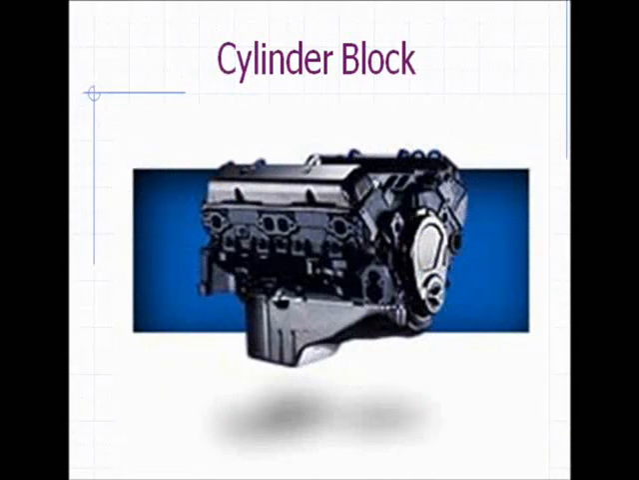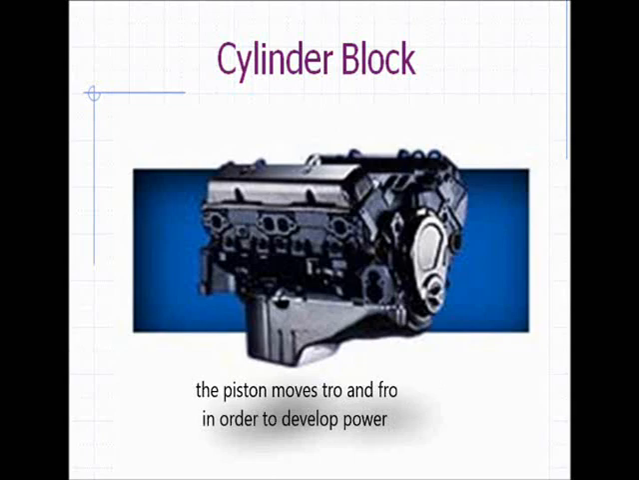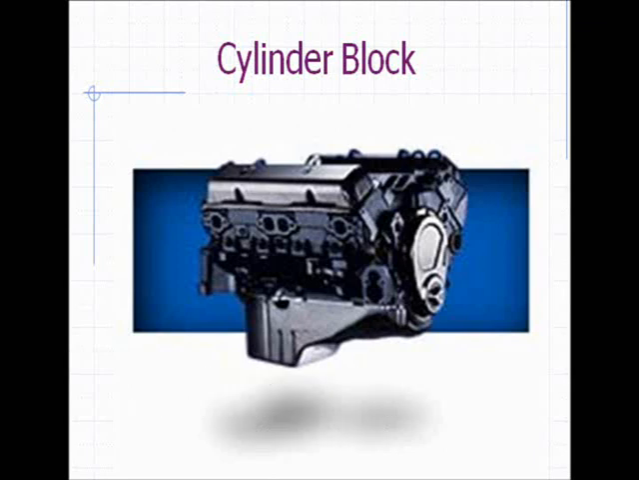First of all, we'll see the first part, cylinder block. It is one of the most important parts of the engine, in which the piston moves to and fro in order to develop power. This cylinder can withstand up to a pressure of 50 bar and a high temperature as it is made of cast iron.